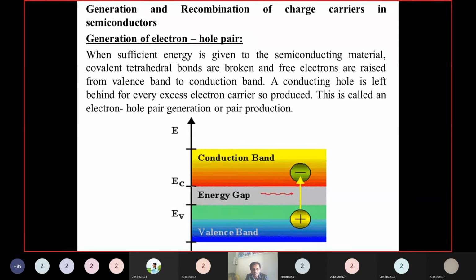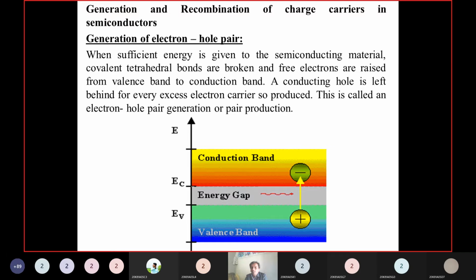When sufficient energy is given to the semiconducting material, covalent bonds are broken and free electrons are raised from the valence band to the conduction band. Let us take an intrinsic semiconducting material; silicon or germanium are the best examples. A silicon atom forms covalent bonds with the surrounding silicon atoms.